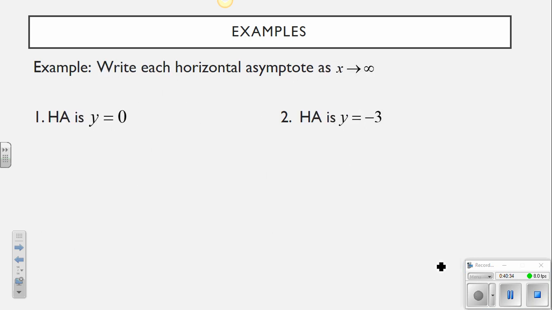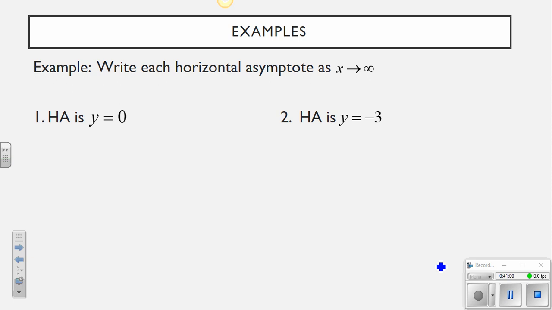All right. Last example of the day. Can you write each of these as a horizontal asymptote? No, you're writing the limit. I told you what the horizontal asymptote is. I want you to write me the limit representation of that.